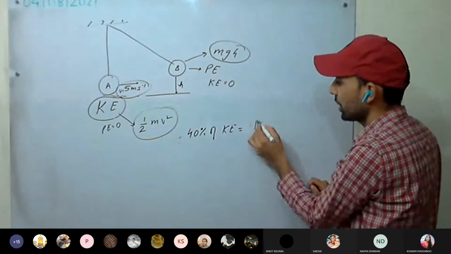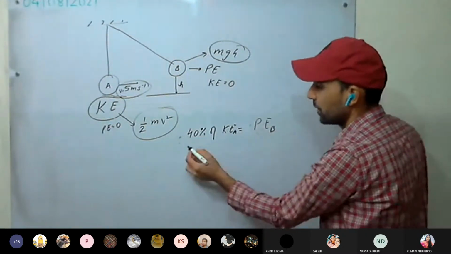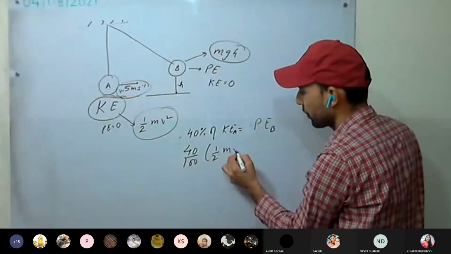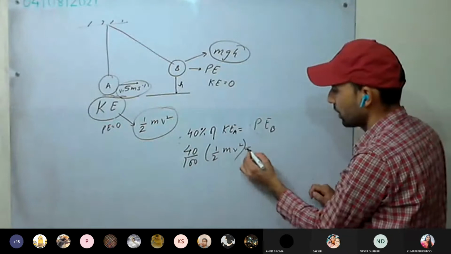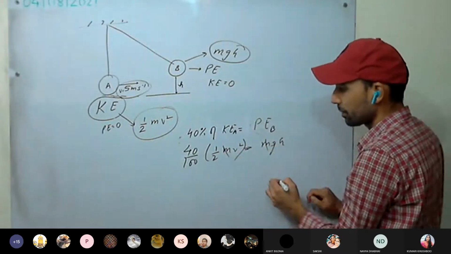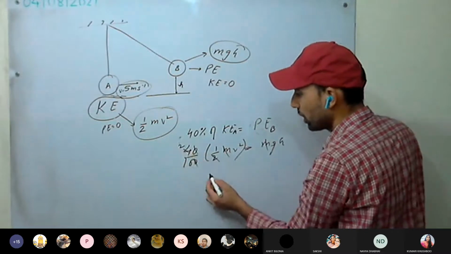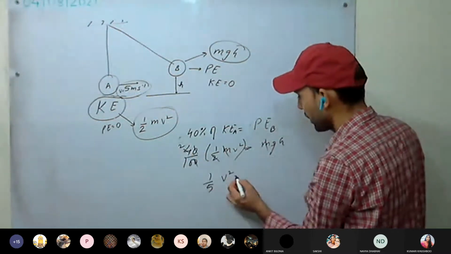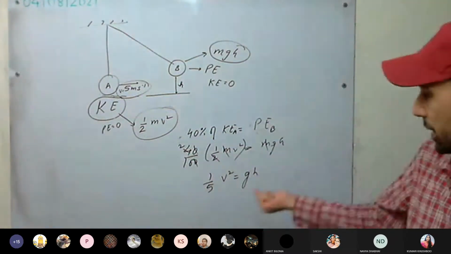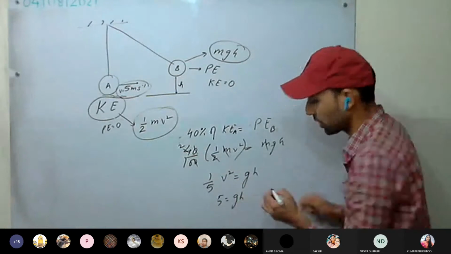That is potential energy at A position, and this is potential energy at B position. So 40% of half mv square equals mgh. m gets cancelled. You can calculate it now. 2/5 v square equals gh. You can calculate, velocity is 5 meter per second. Again, 5 gets cancelled. 5 equals gh.